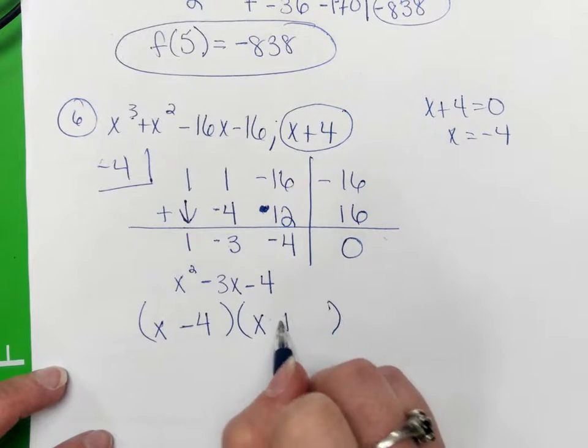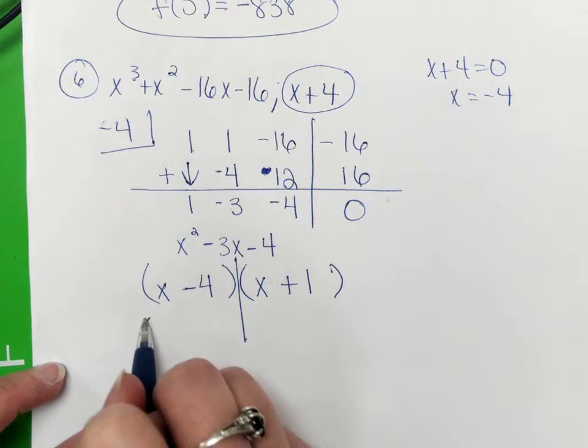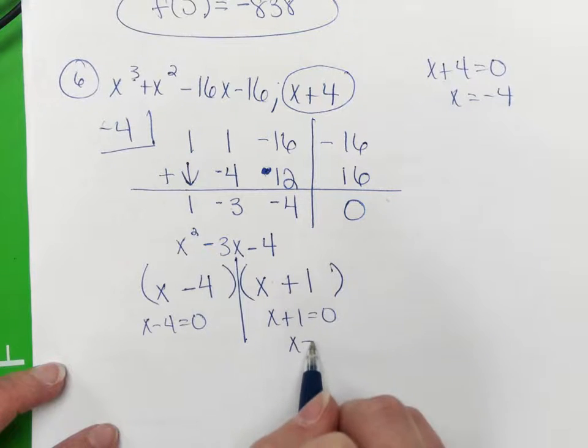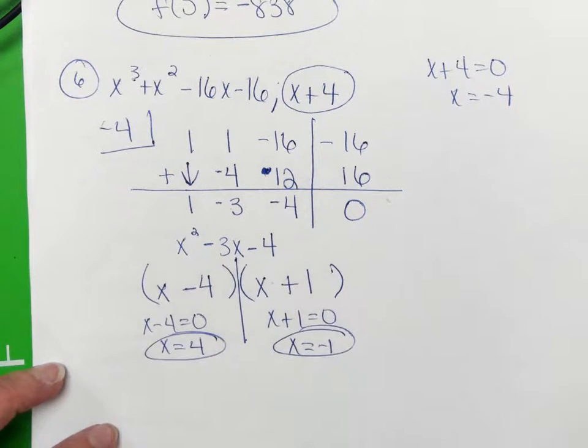Negative 4 plus 1, Tyler. Very good. And then you cut it and set each of those equal to 0. So this one you get negative 1. This one you get positive 4. Are y'all okay? Basically, if you can do long division, all this test is long division.